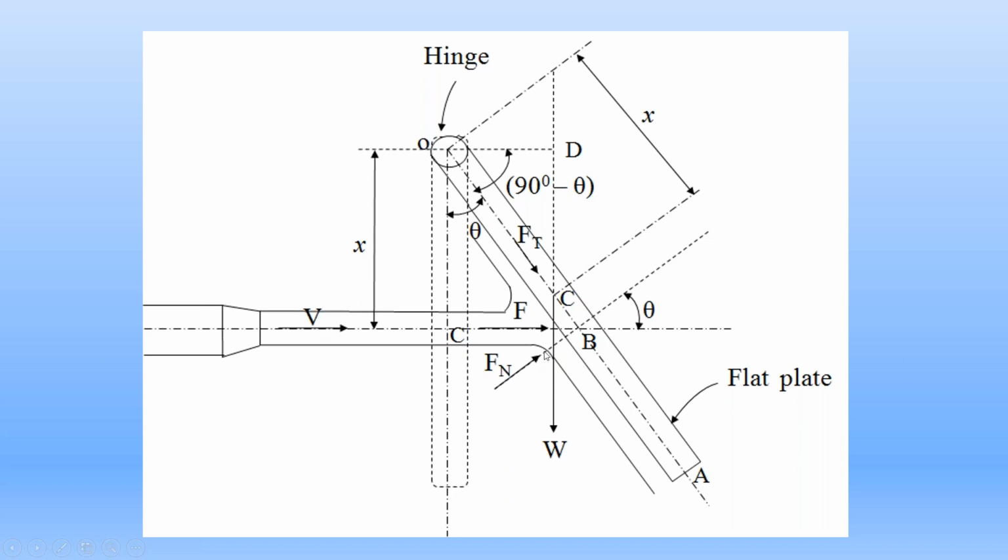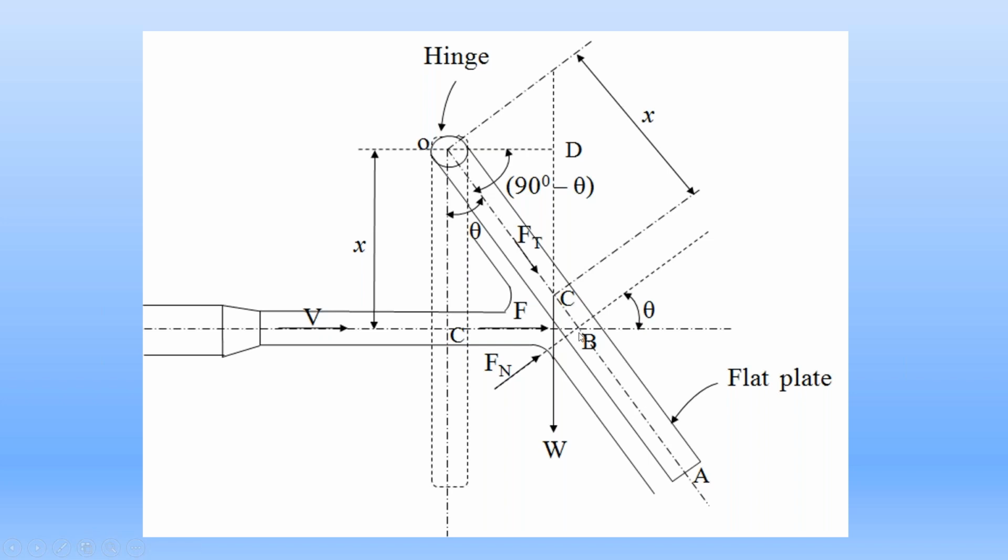This is the line of action of the normal force. From point O to that normal force, the perpendicular distance is OB. OB is the perpendicular distance of this normal force from this point O. So find out this length OB first.